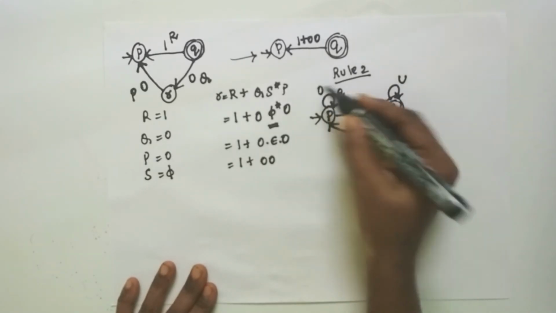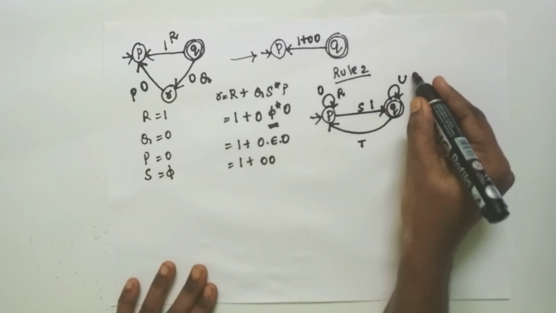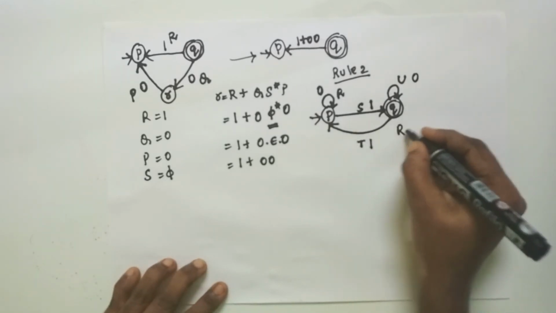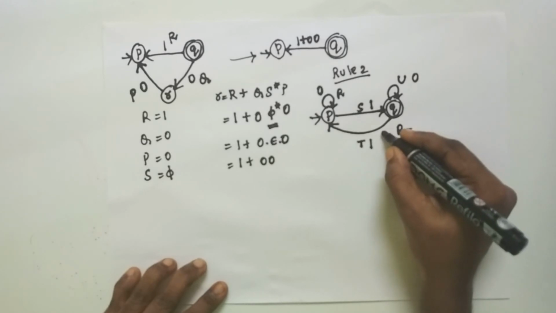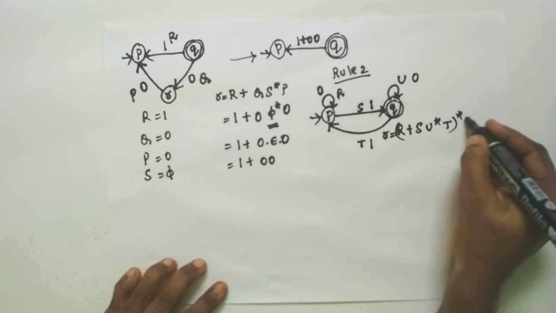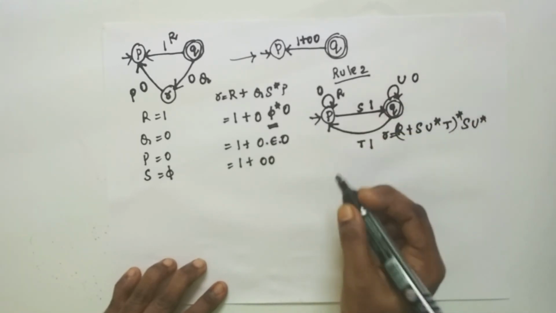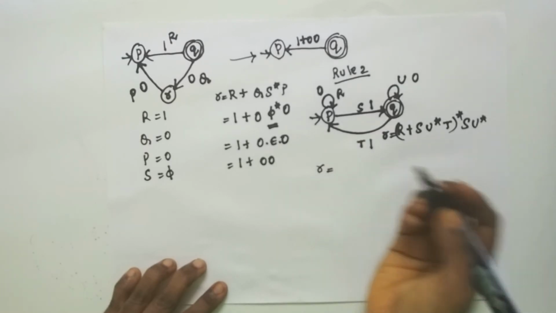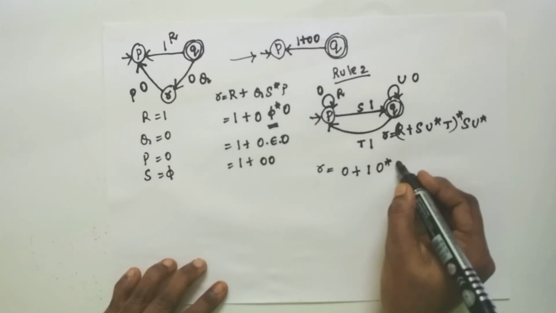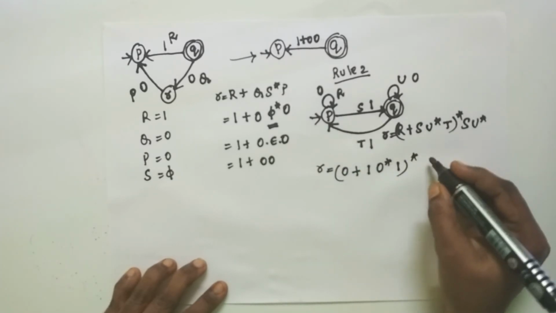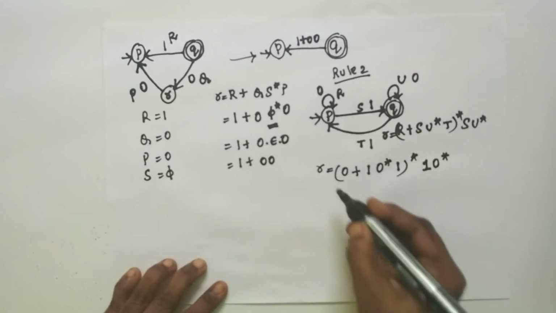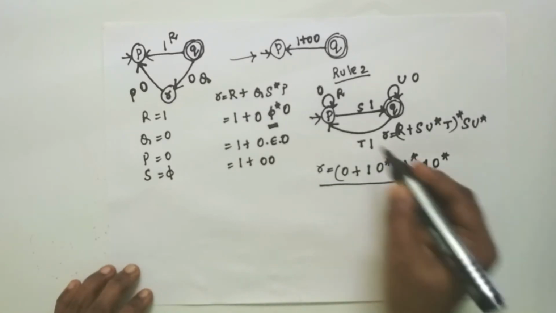Now assume R is 0 here and S is 1 here, and U is now 0 and T is now 1. So your regular expression R will be equal to R plus S U star T the whole star into S U star. Here capital R equal to 0. So small r will be equal to 0 plus S is now 1, U star is 0, T is 1, the whole star into S U star. Here S is 1 and U is 0, 0 star. Now this is the final regular expression for this automata.